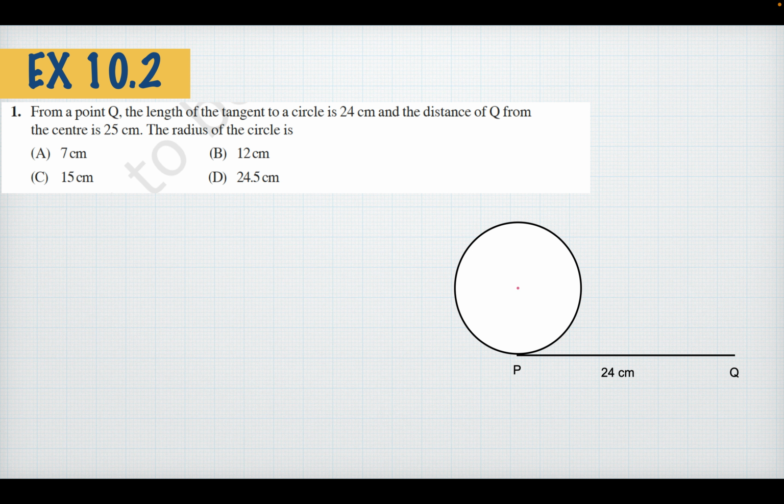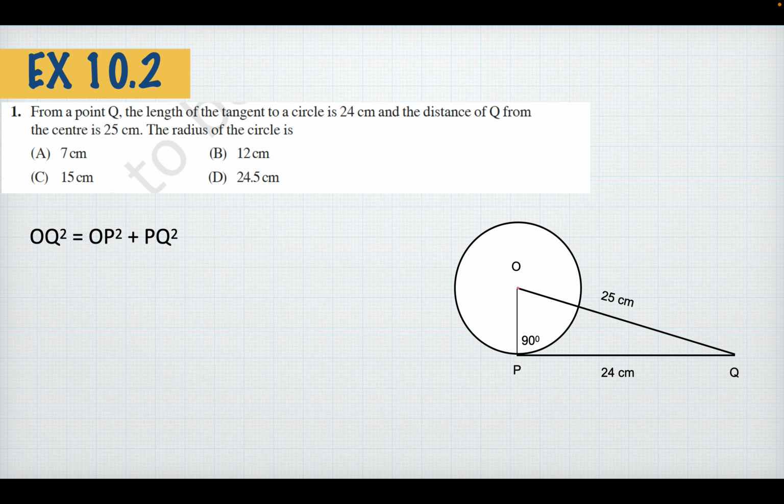Let's locate its center, and the distance of point Q from the center is 25 centimeters. Okay, and let's call the center O. So the radius of the circle is. Now let's draw a line that connects the center of the circle to the point of contact, or the point where the tangent meets the circle, and we know that is going to be a right angle, so it's 90 degrees, and now we can use Pythagoras theorem.